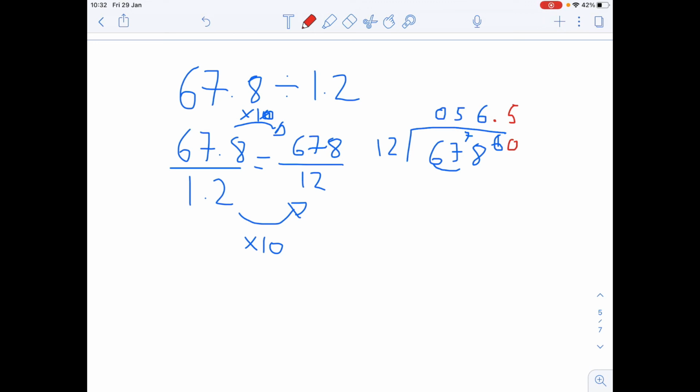So 67.8 divided by 1.2, the answer is 56.5. And that is how you divide decimals. You write them as equivalent fractions. You multiply numerator and denominator by a power of 10 in a way that you get rid of the decimals in the denominator, and then you do the corresponding division. You may end up going into decimals, so this takes practice. You're going to have to do a few of them. So copy the example out nice and carefully, watch, rewind the video as many times as you need, and we'll take it from there. All right.